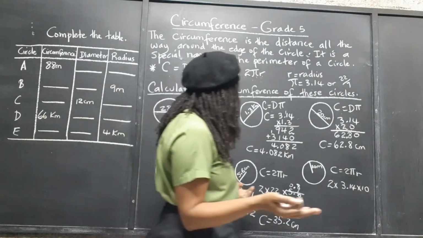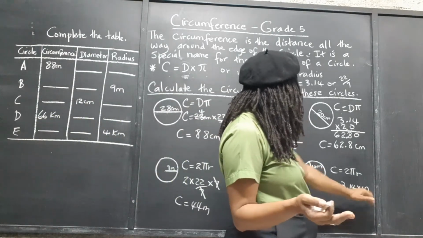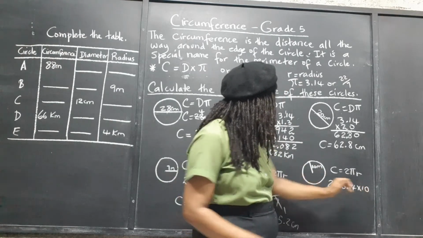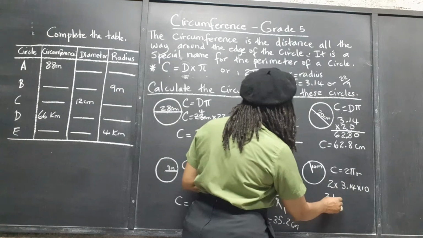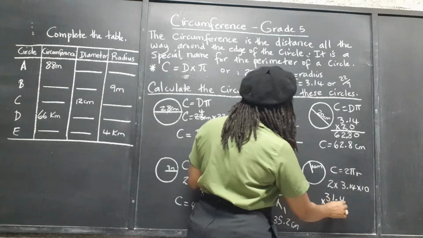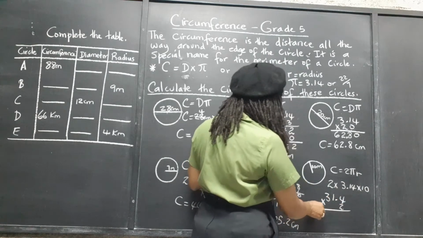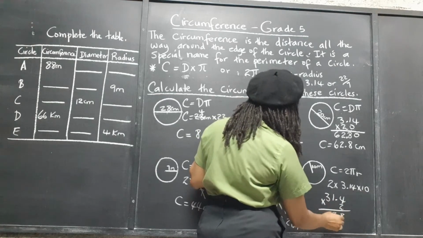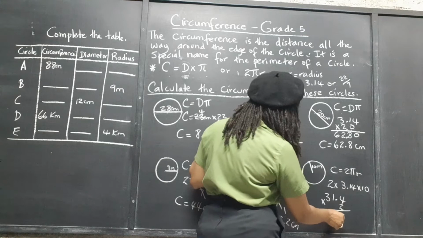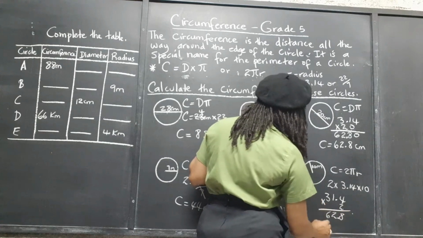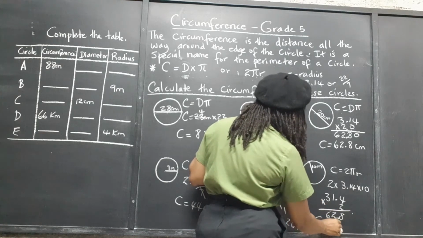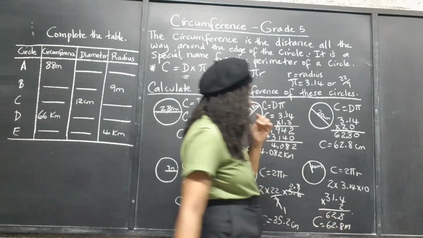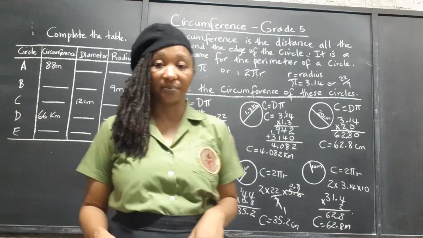Remember? 2 times pi times the radius. We're multiplying this by 10, we just move it one place to the right. So it's going to be 31.4, and then we just multiply that by the 2. So 2 4s are 8, 2 1s are 2, 2 3s are 6. Put in our one decimal place. So the circumference is 62.8 meters, and that's our answer.